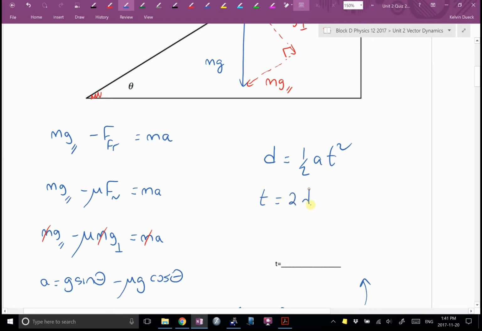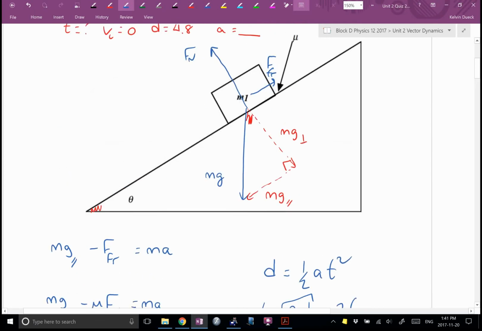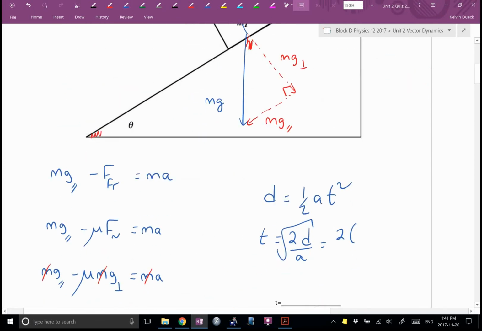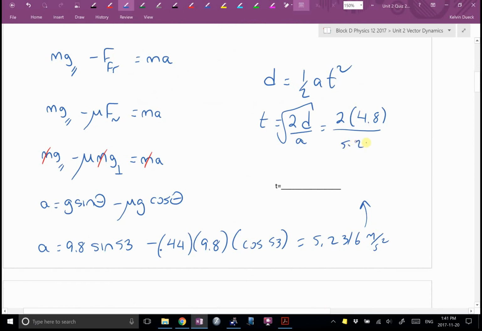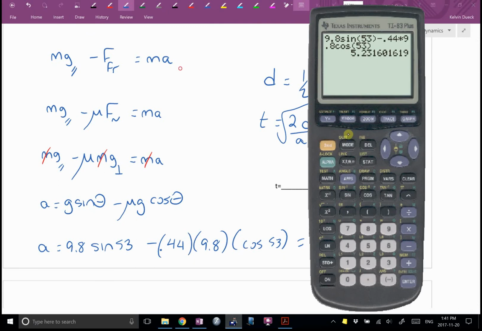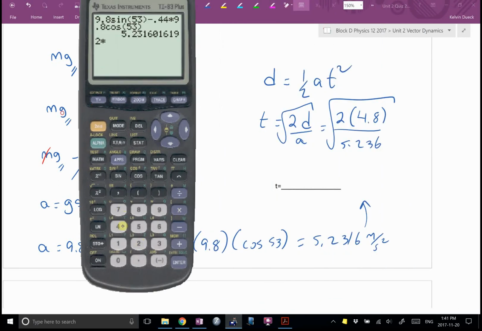It's going to be 2 times d over a, square rooted. It's going to be 2 times, what was the distance? 4.8 divided by 5.2316 square rooted. If I do that, 2 times 4.8 divided by... Do I need to let any of these be negative? We're going down the hill. No, wait, I think we called that winners, so I'm okay there. Am I speeding up or slowing down? I'm speeding up, so I don't need to call this a negative acceleration for the kinematics portion.